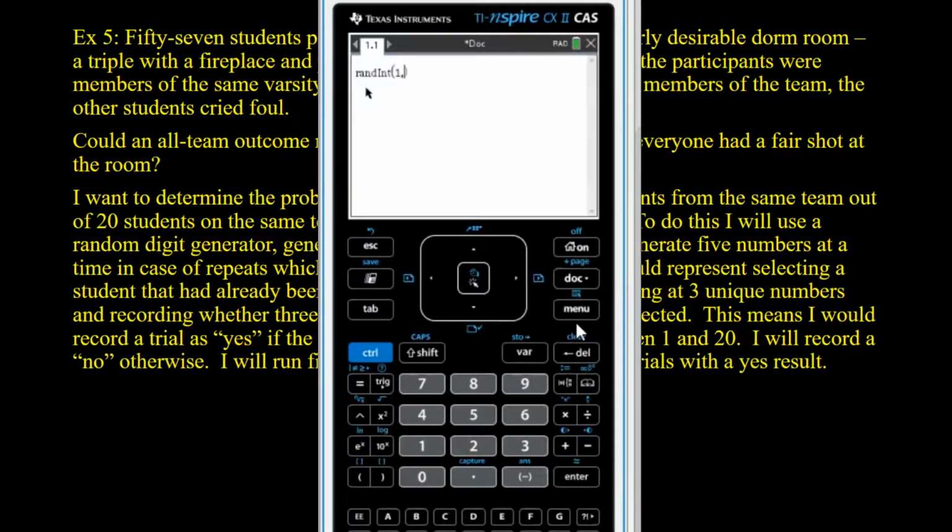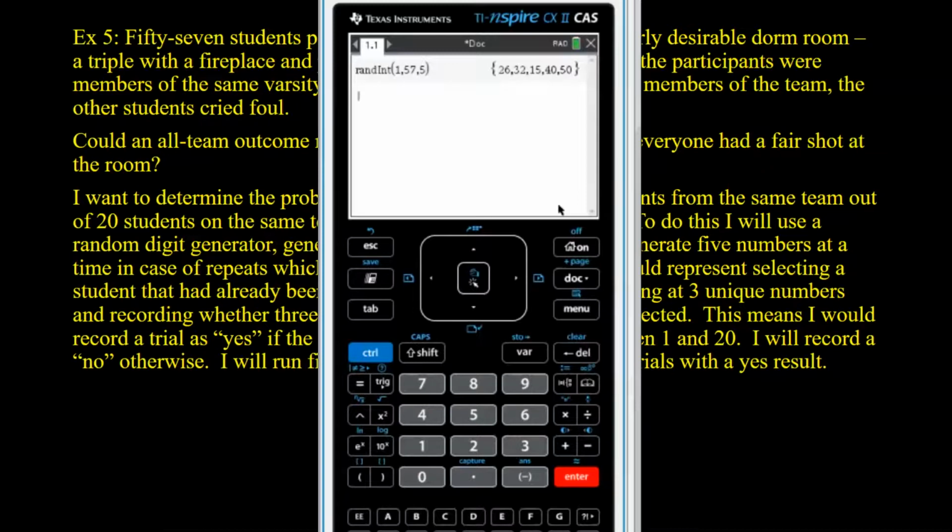So I want to start with 1, so I put 1, and then comma, 57. So that says start with number 1 and generate any random number up until 57. So I can pick any numbers between 1 and 57. And then I'm going to do comma 5. And that means generate the numbers 1 through 57 and generate 5 numbers at a time. Then I just hit enter.